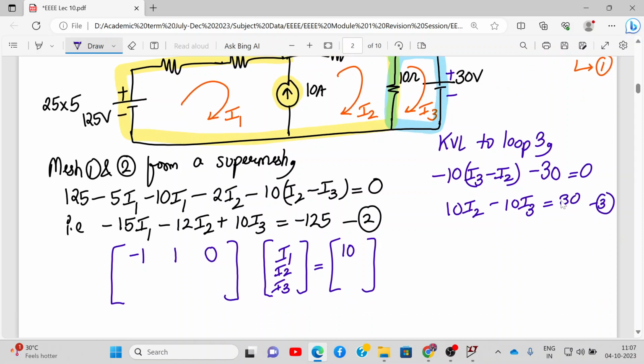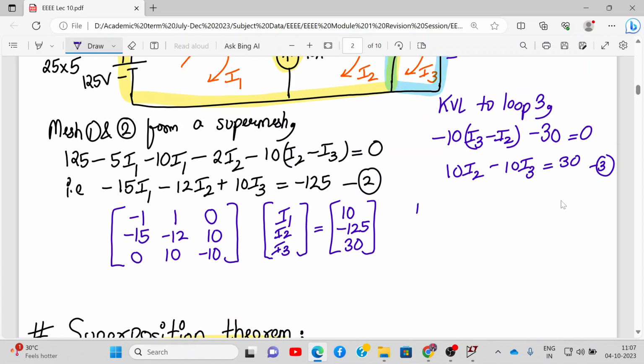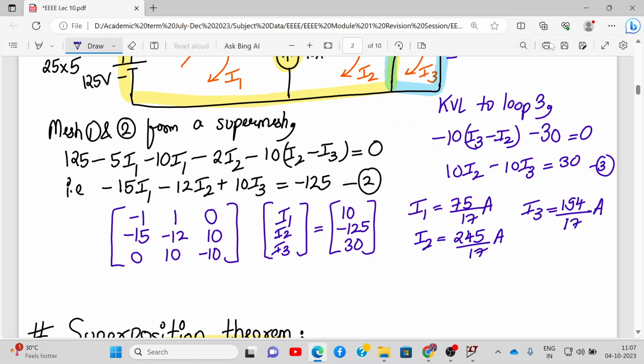Second equation is we have coefficient of I1 as minus 15, minus 12 coefficient of I2 and 10 over here. On the right hand side minus 125. Here we have coefficient of I1 as 0, I2 as 10 and I3 as minus 10, and here we have 30. So kindly solve this simultaneously using a calculator and let me know the value of I1, I2 and I3. So I1 is coming out to be 75 by 17 amperes. I2 is coming out to be 245 by 17 amperes, and I3 we got as 194 upon 17 amperes.